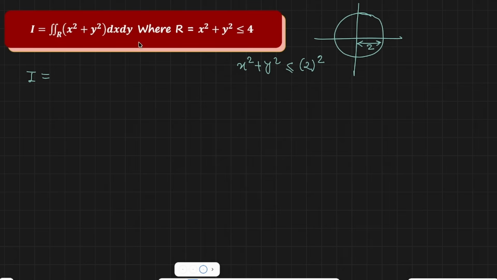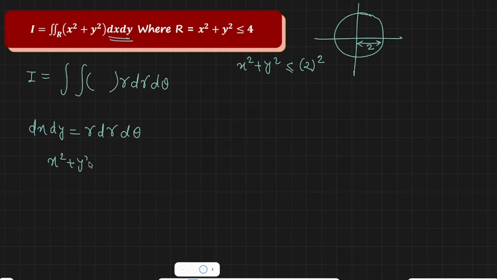How to find out this integral of x square plus y square dx dy? As I told you, dx dy will be r dr d theta. So what is my x square plus y square? All of you know x is equal to r cos theta, y is equal to r sin theta. When you put that here, you will get r square. So here I can write down r square. And x square plus y square is less than 4.